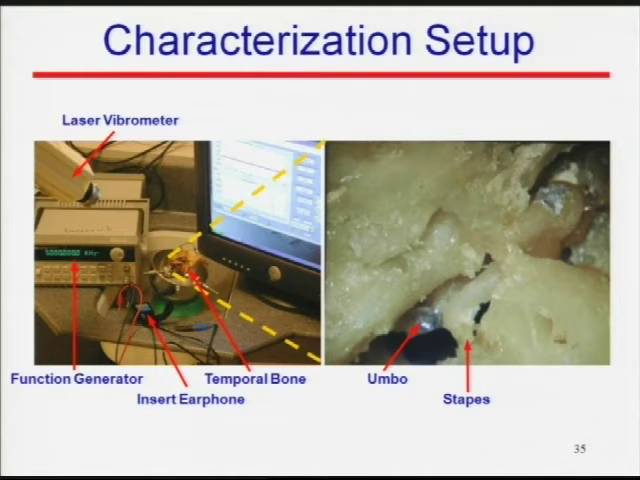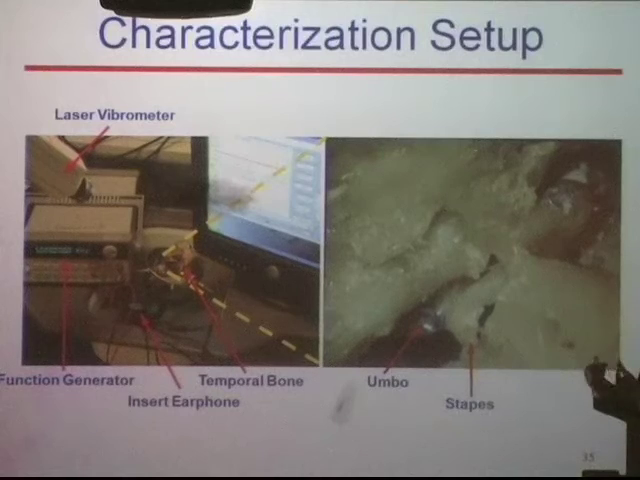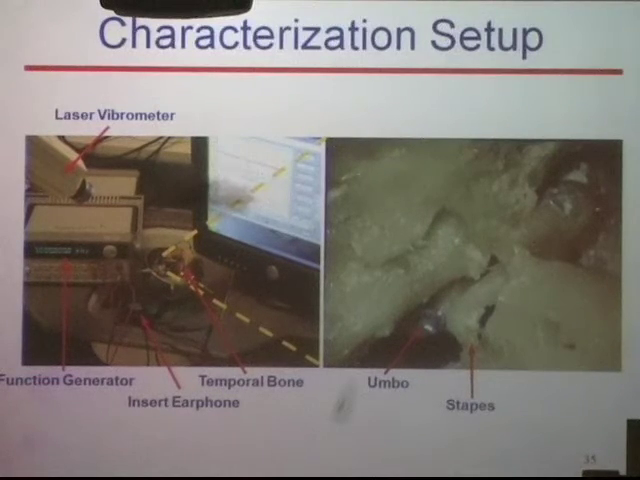So this is the umbo, and you notice that he puts a thin aluminum foil at the umbo to enhance the reflected beam, so that the reflected signal improves the signal-to-noise ratio. You can get reliable data.